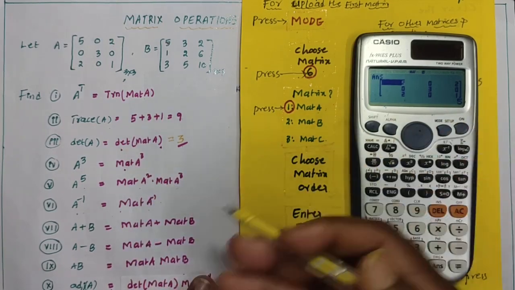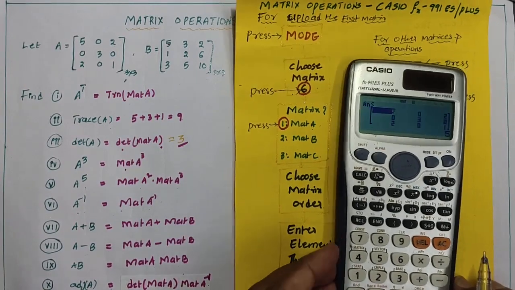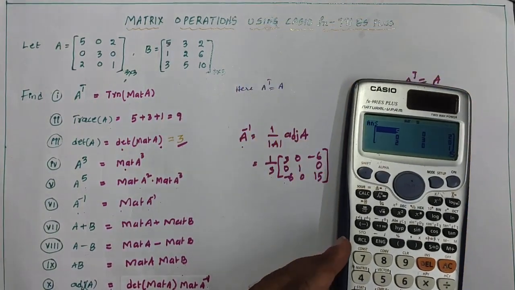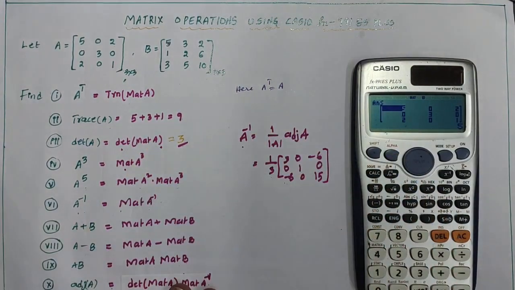That means the transpose of the given matrix is the same. That means A transpose equals A. That means A is a symmetric matrix here.